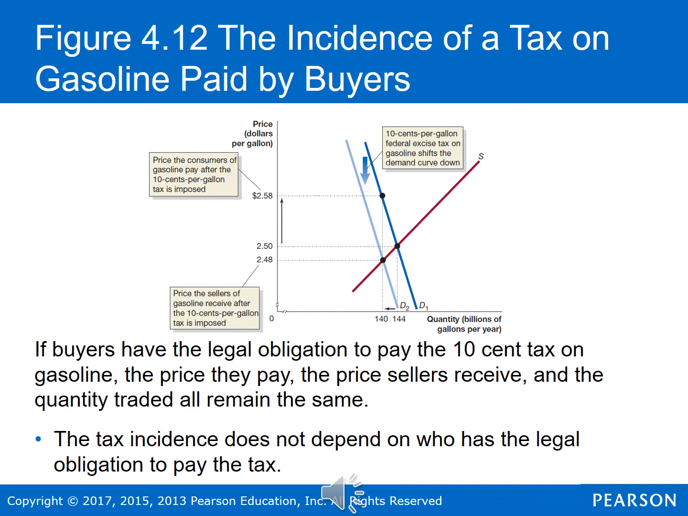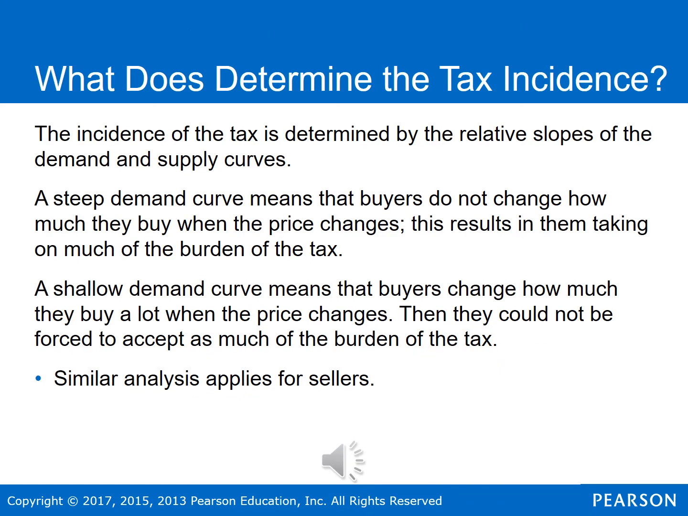So what we see is that the incidence of the tax, who actually pays the tax between the buyers and the sellers, does not depend on who has the legal obligation to pay the tax. It's determined by these supply and demand curves. Like I mentioned, the incidence of the tax is determined by the relative slopes of the supply and demand curves. A steep demand curve means that buyers do not change how much they buy when price changes. They're relatively insensitive to a change in price. So this results in them bearing much more of the burden of the tax.